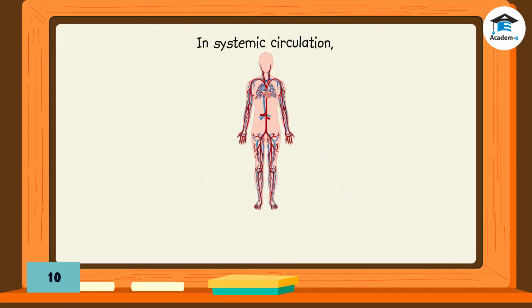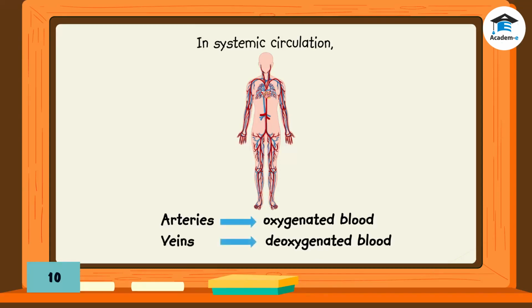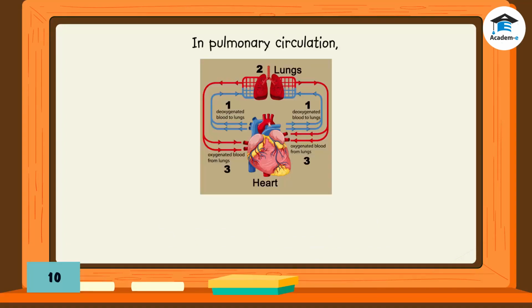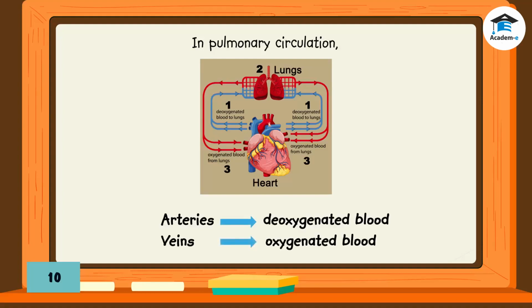In systemic circulation, arteries carry oxygenated blood while veins carry deoxygenated blood. In pulmonary circulation, arteries carry deoxygenated blood while veins carry oxygenated blood.